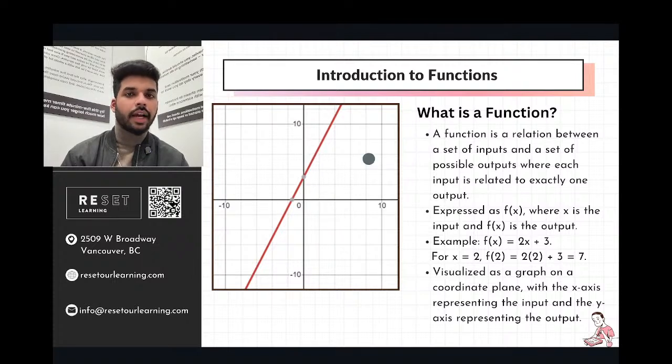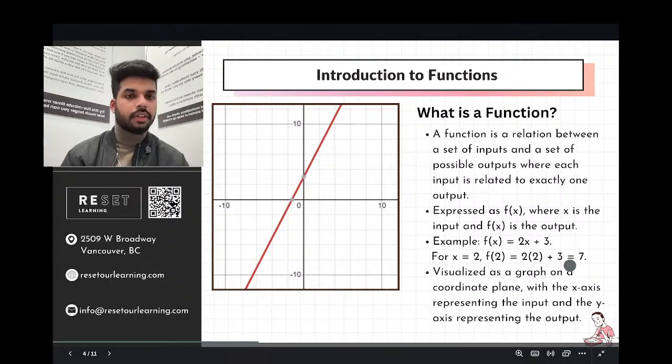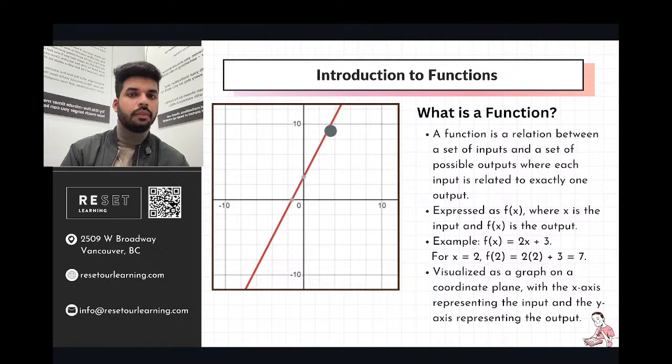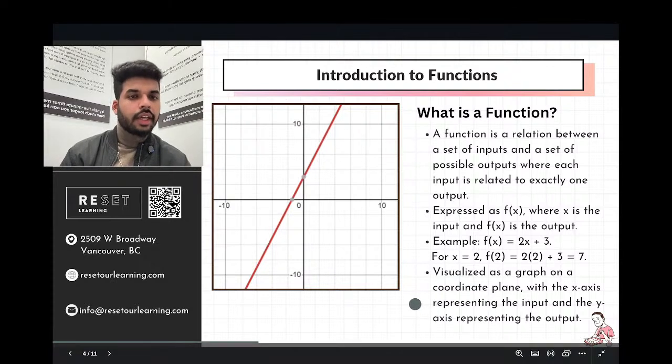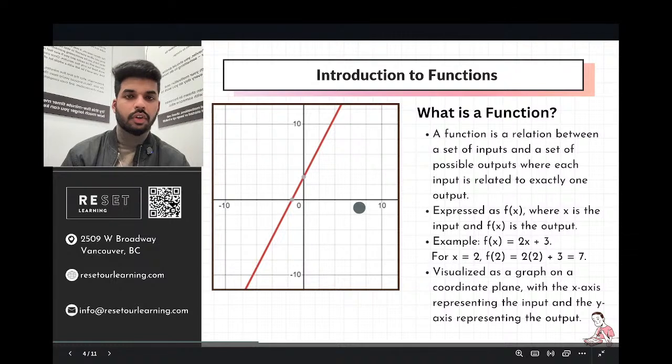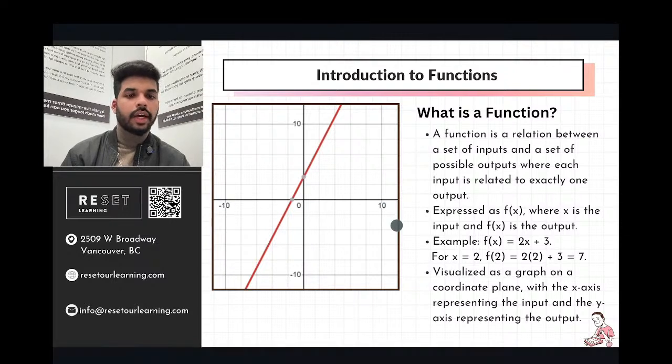This is how we actually draw the graph. We plot multiple points and then we join them. In this case, it's a linear equation. We'll quickly see in a moment what a linear equation is, but this is a line, and this is how we do it. We plot multiple points and join them, and as I said, we get a line. It's visualized as a graph on a coordinate plane, with the x-axis representing the input, which is your horizontal axis, and the y-axis representing the output, which is your vertical axis.